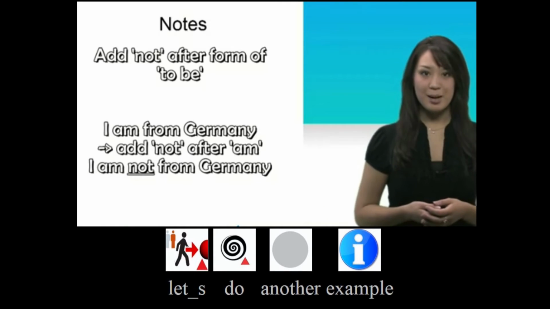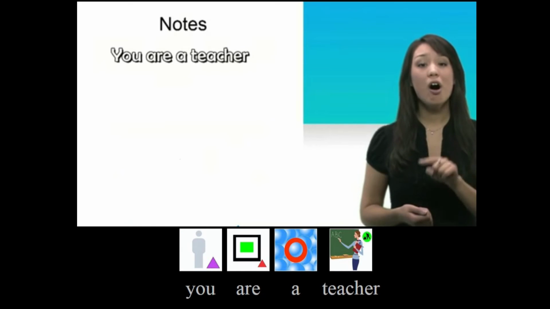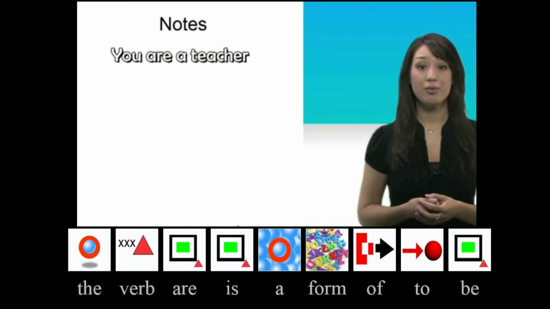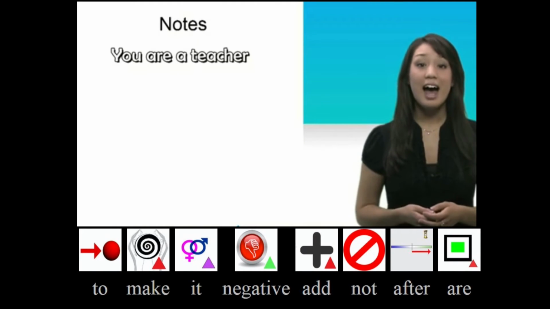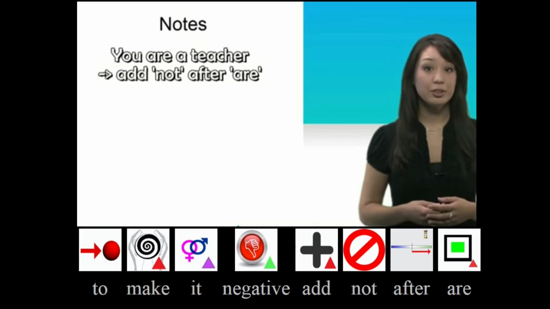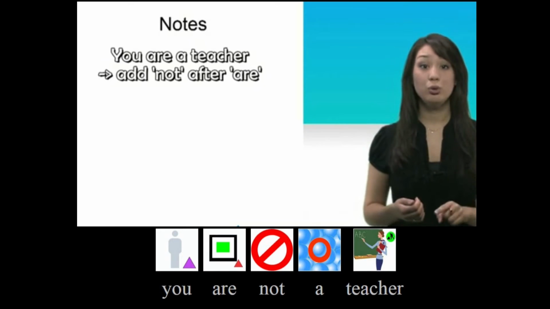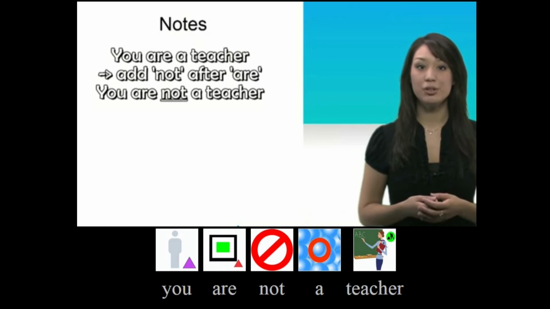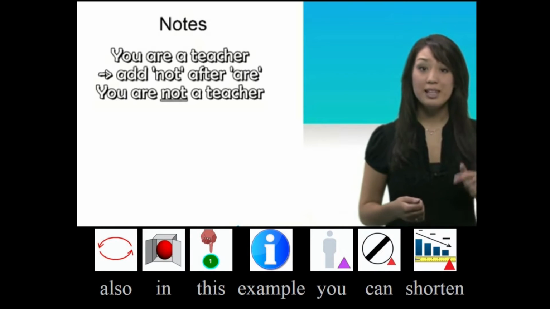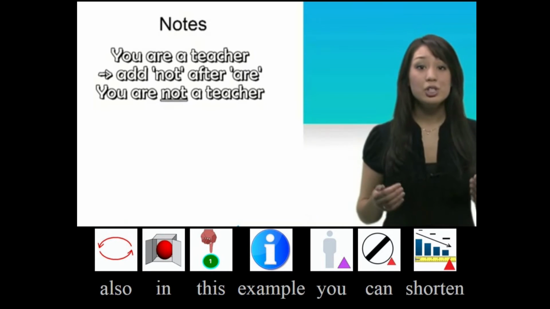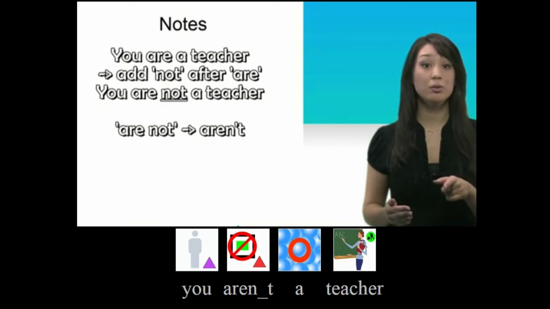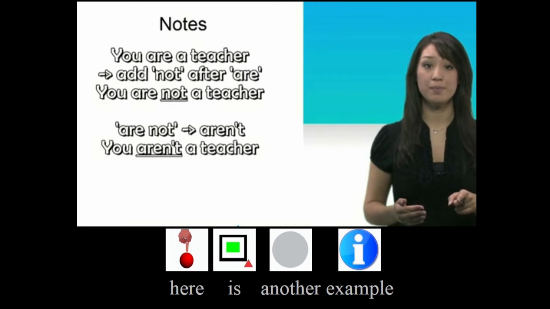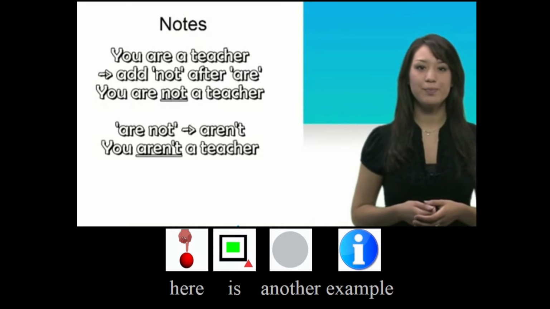Let's do another example. You are a teacher. The verb are is a form of to be. To make it negative, add not after are. You are not a teacher. Also, in this example, you can shorten are not to aren't. You aren't a teacher.